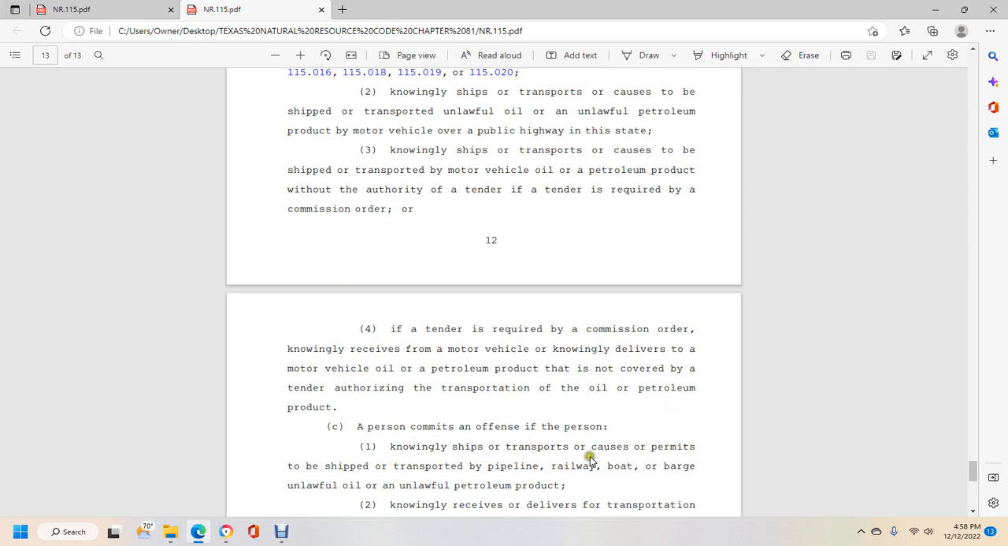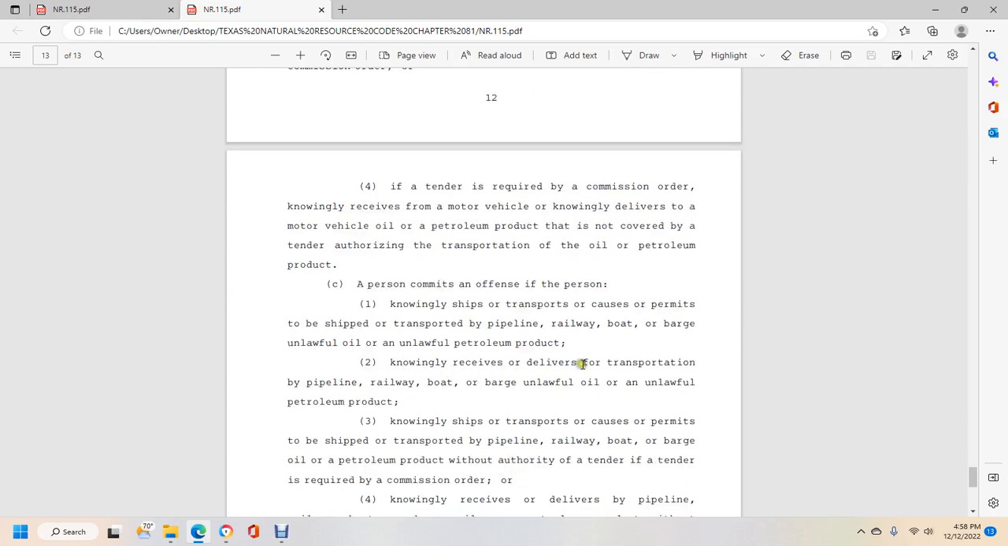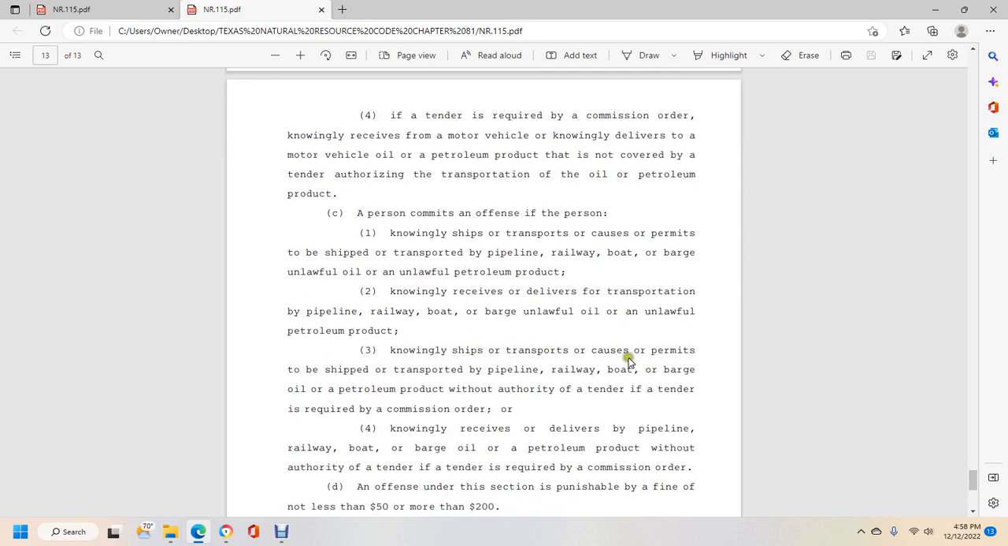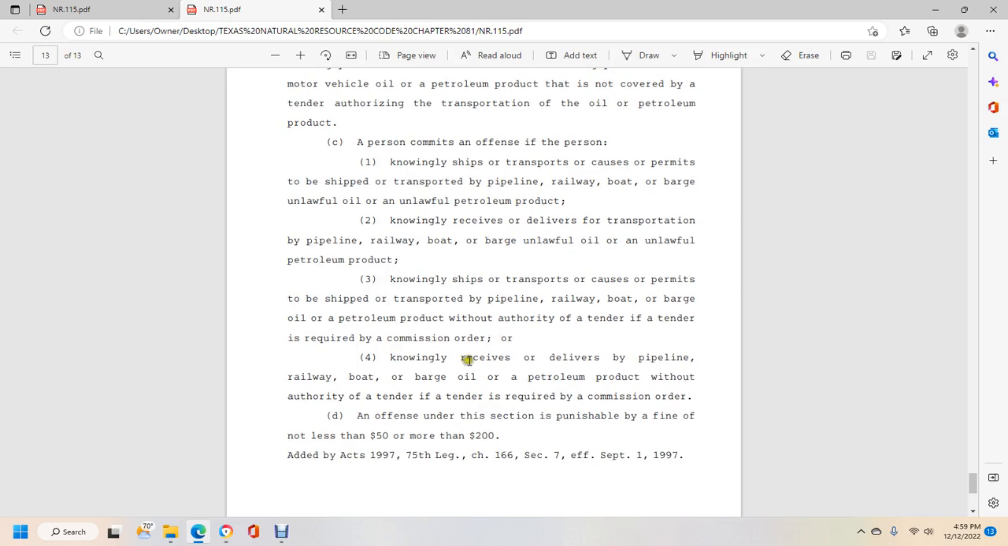by pipeline, railway, boat, or barge unlawful oil or unlawful petroleum product; knowingly receives deliveries of oil from the transportation by pipeline, railway, boat, or barge of unlawful oil or unlawful petroleum product; or 3, knowingly ships or transports by pipeline, railway, boat, or barge oil or petroleum product without authority for the tender if the tender is required by the commission order. 4, knowingly receives deliveries by pipeline, railway, boat, or barge of oil or petroleum product without the authority for the tender required by the commission order.